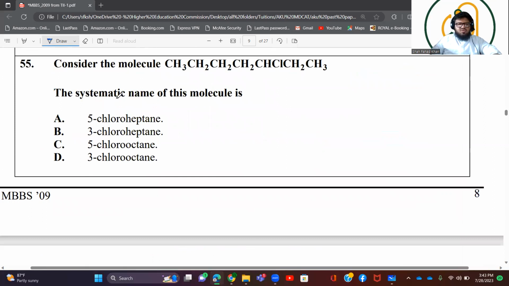55. Consider this molecule. The systematic name of this molecule is, let's number it. Numbering should be such that the branch gets the lowest possible number. I'm going to number it from the right hand side. So we've got 7 carbons in the straight chain with a chlorine atom in the middle. You can see the chlorine here. This chlorine is attached on the third carbon because in the answer options we only have 3 or 5. So it's 3-chloro and then we have 7 carbons, so it's heptane. Option B is the answer.